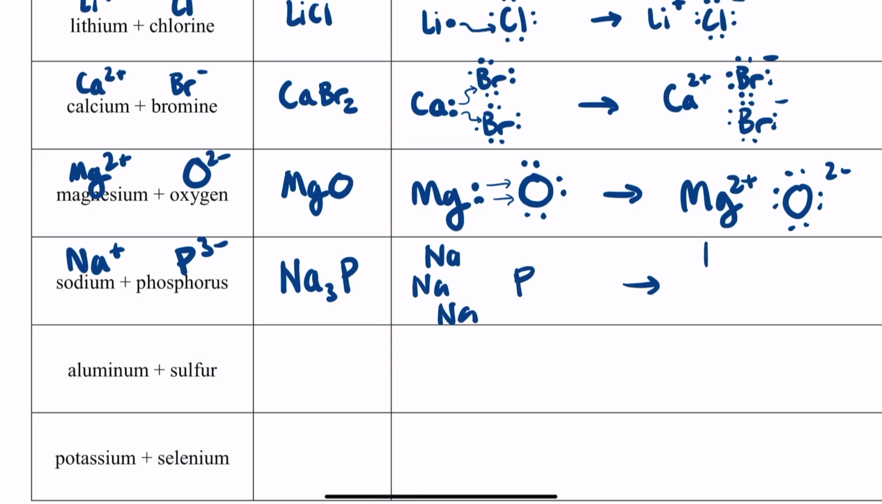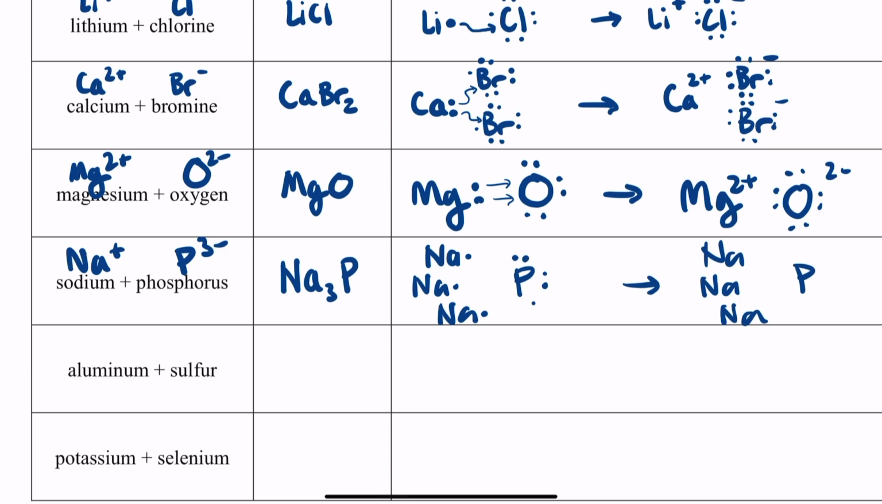So I'll kind of draw the before and after of that. 3 sodiums and a single phosphorus. We want to make sure we have the correct number of dots around each. Each sodium was in column 1A, so it should have 1 valence electron around them. And phosphorus was in column 5A of the periodic table, so it should have 5 dots around it.